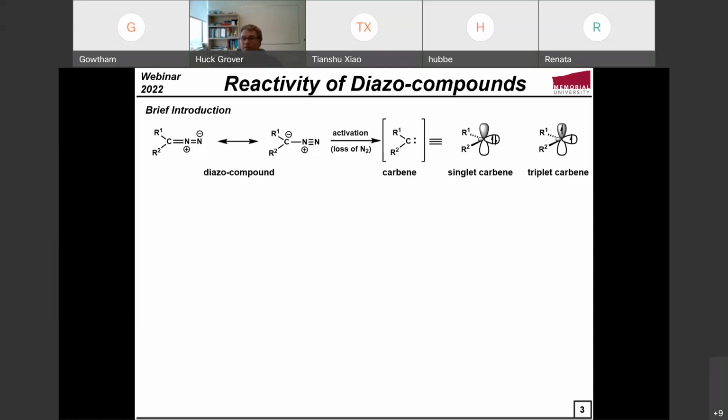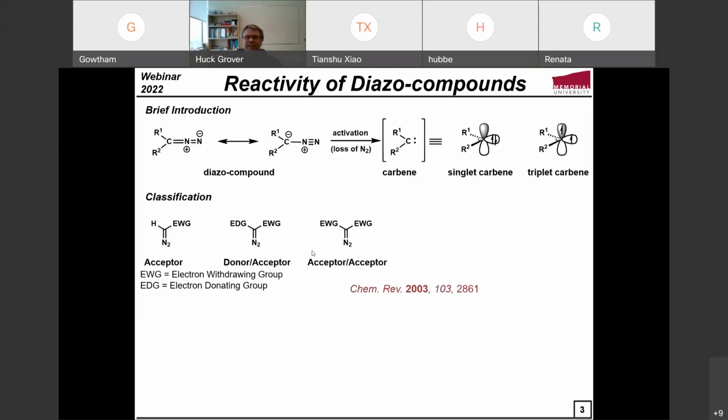Another reason that people have been drawn towards this functional group class is that we can attenuate the reactivity of the developed carbene intermediate by a couple different methods. One is by changing the electronics around the carbenoid center, so we can have acceptor groups, donor groups, or acceptor-acceptor groups, and this will be the main focus of today's talk from my research. But another way that we can attenuate the reactivity of these carbenes is through the activation method.